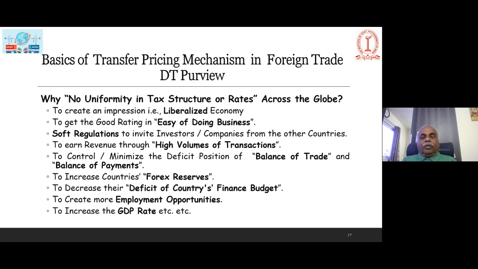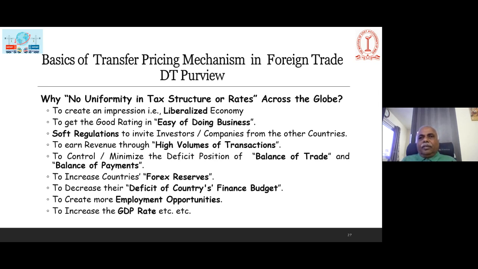And to earn more through a high volume of transactions. Once liberalized, transactions will be high. Once the transactions are high, even though some countries are charging low tax, the revenue to the government is high, because some of the companies are moving to that particular country to control and minimize the deficit position, the balance of trade.